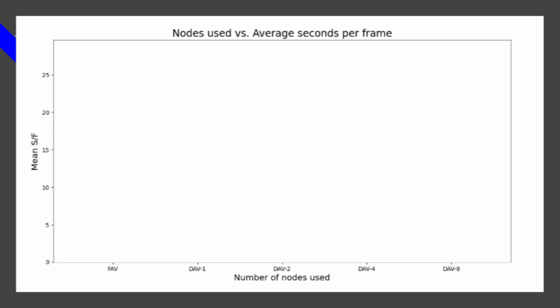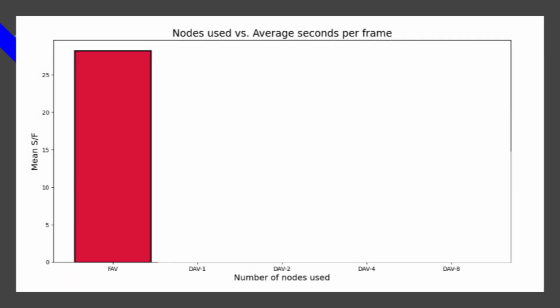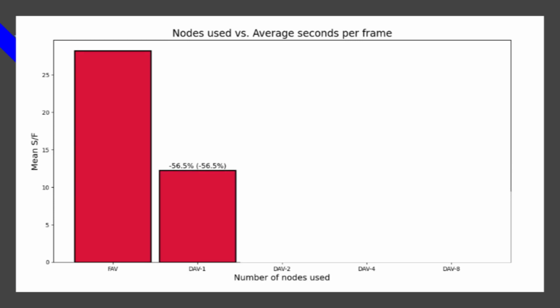On top of each bar after the first will be 2 numbers. The first compares the speedup of that bar to FAV, and the second compares the speedup of that bar to the previous bar. FAV performed the worst, taking about 28.2 seconds per frame to stylize a video. Just by converting from Torch 7 to PyTorch without any distributed computation, DAV1 cut that time by 56.5%. It takes DAV1 about 12.3 seconds per frame to stylize a video.